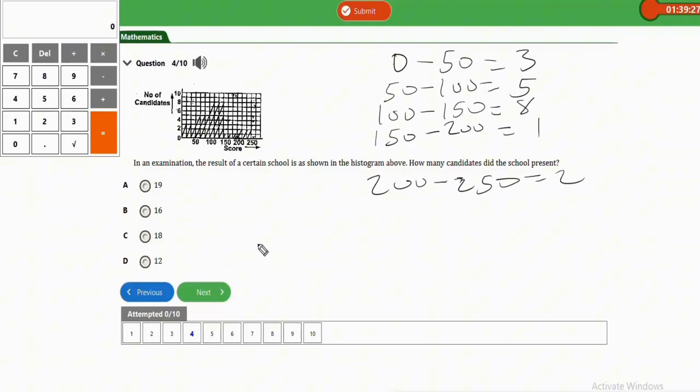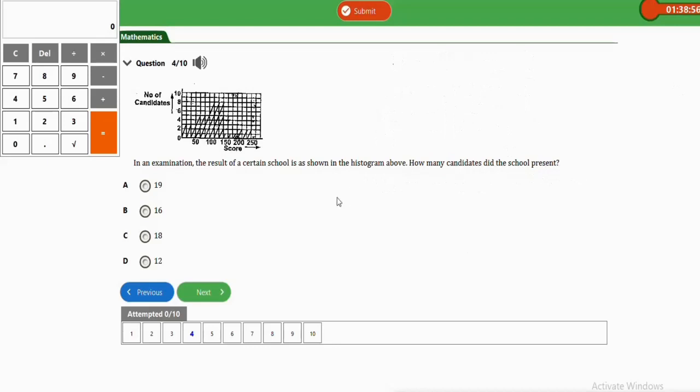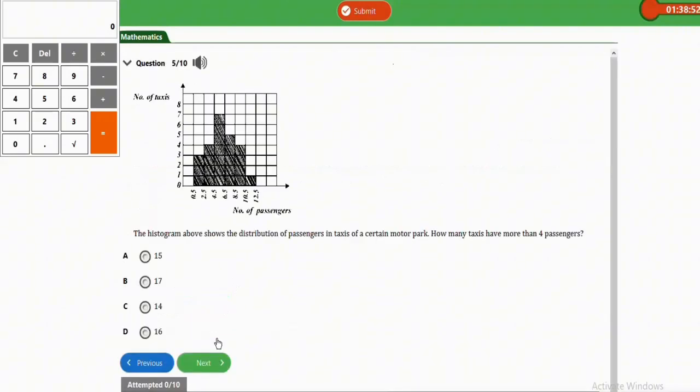Alright, so it's as simple as this. Let's wipe this now and solve the next repeated question. So the next repeated question we're going to solve will be this question. It says the histogram above shows the distribution of passengers in taxis of a certain motor park. How many taxis have more than 4 passengers? So this question is also very easy.